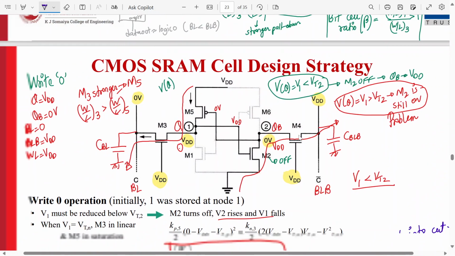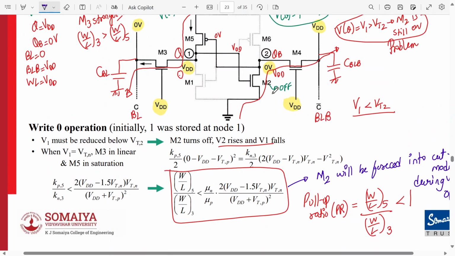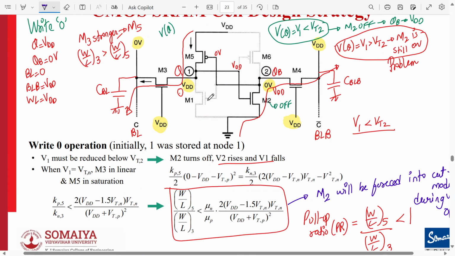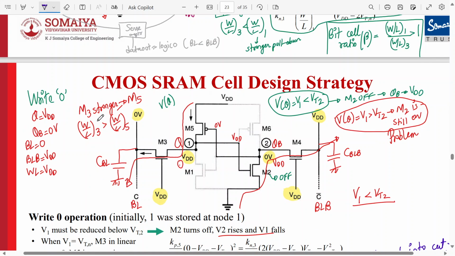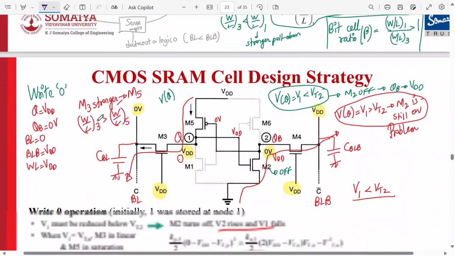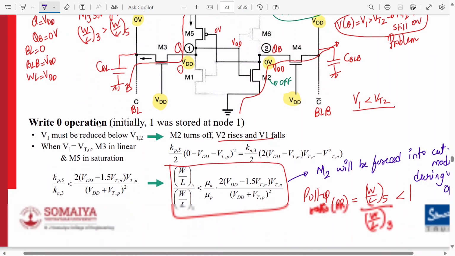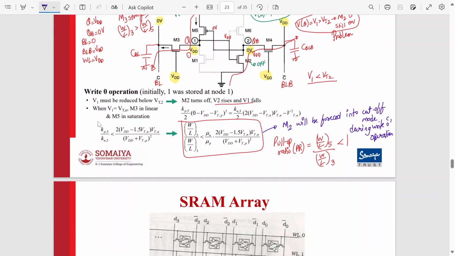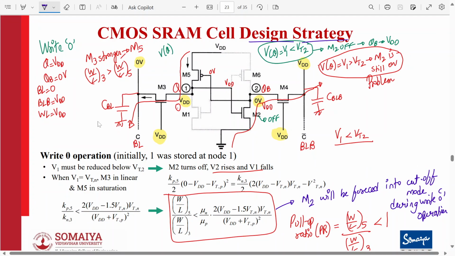Understood? So these are called the design strategies. This will guarantee that M1 turns on subsequently, changing the stored information. So if M2 turns off, then M1 will turn on, changing the stored information. Hence we have written a 0. Understood the write 0 and this design strategy of the SRAM cell, everyone? You can read more in the Kang book. You can ask anything. Does anyone have any doubt?